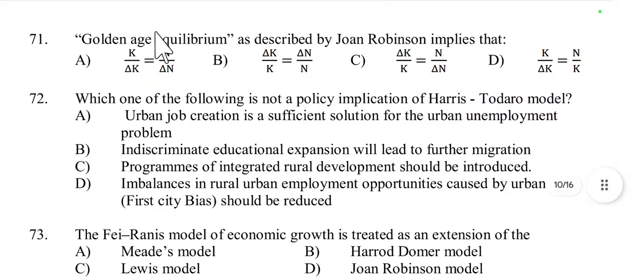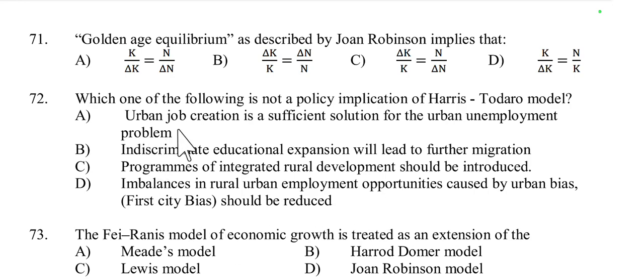Then question number 72, which one of the following is not a policy implication of the Harris-Todaro model? So what is the Harris-Todaro model? It addresses the issue of urban unemployment and migration by analyzing rural-urban migration and the equilibrium where expected urban income equals rural income. So it is based on this model.